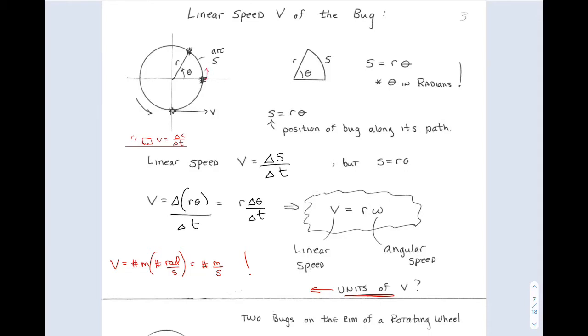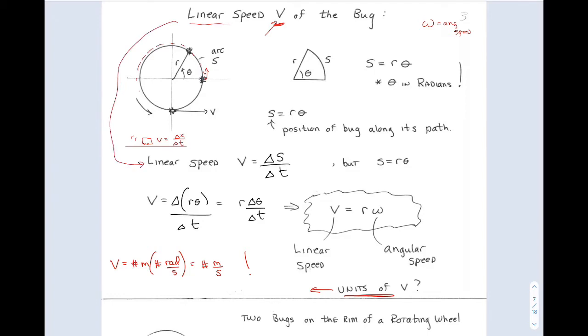Now let's say I have a bug and it's going in a circle. It can either be attached to a bicycle wheel, or the bug is just moving around the circle. In the earlier chapter we called that the velocity v. In this chapter, they're going to call it the linear speed. Linear means along a line. Omega is the angular speed. So a lot of times in this chapter, when we point at v, we'll call it the linear speed. I want to find the linear speed of the bug.